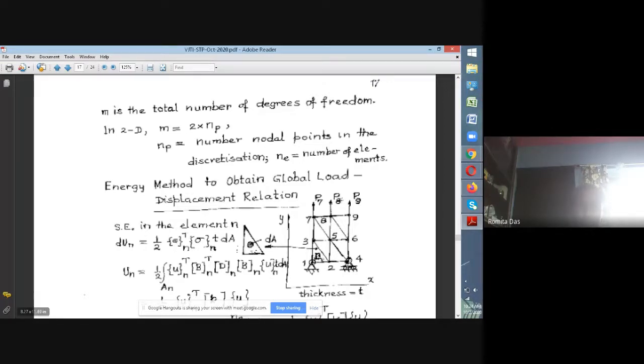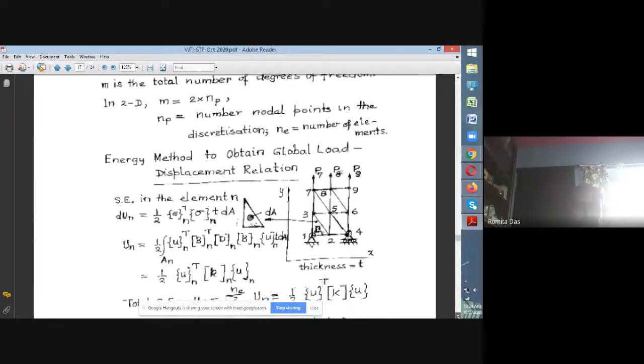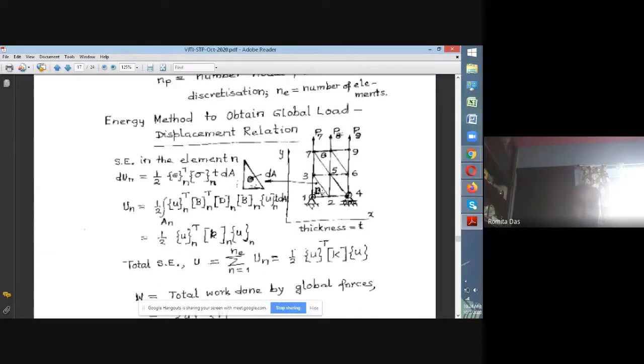If we try to calculate the energy within each of the elements, think of this nth element with nodes, whatever it is. If we consider a small element of this area, the strain energy within it is nothing but half epsilon transpose multiplied by sigma into t dA. So that's the strain energy, and we discussed this expression yesterday morning.